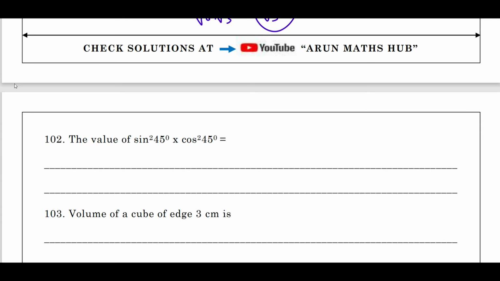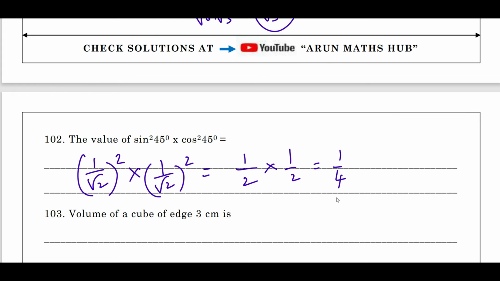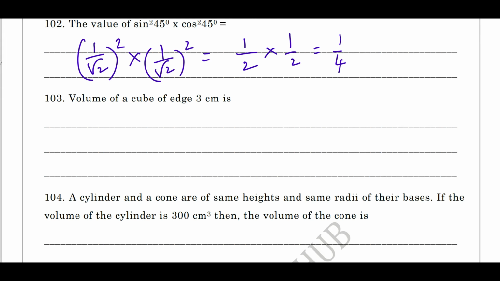We can try it. Sin square 45 degree: sin 45 value is 1 by root 2 whole square, into cos 45 value is 1 by root 2 whole square. We get 1 by 2 into 1 by 2, which is 1 by 4. So volume of cube is what? A cube. Volume of cube is A into A into A, that is 3 into 3 into 3, we get 27 centimeter cube.